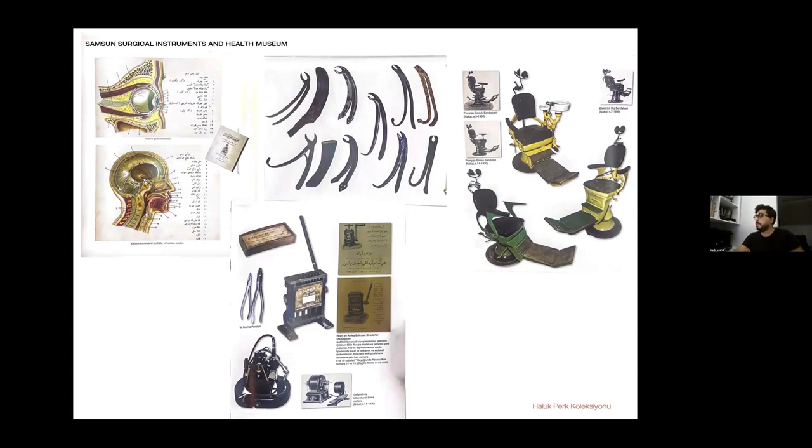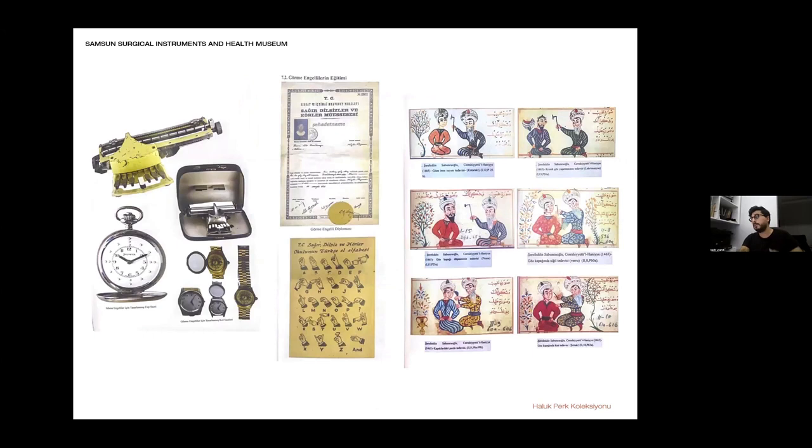For example, there's a dentist chair in there, and some collections from the old time in the Samsun area, from when they produced the tools for production to the surgical instruments. There are anatomy documents from the Ottoman period. This is a very unique example of the artifacts in the exhibition.